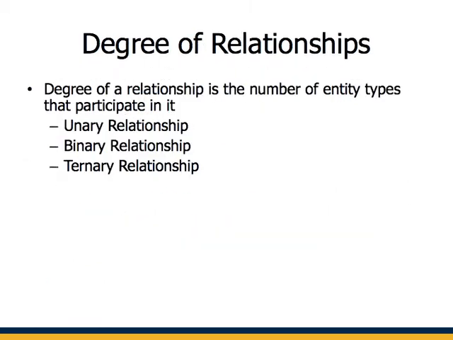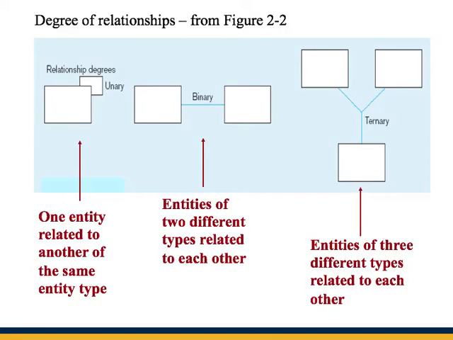Relationships have degrees, or how many entities participate in them. If only one entity is participating in the relationship, it's a unary relationship. If a relationship is between two entities, it's binary. If a relationship is between three entities, it's a ternary relationship. So for instance, a unary relationship with this entity, you define something like this. Binary is between two, three-way or ternary is between these three entities.